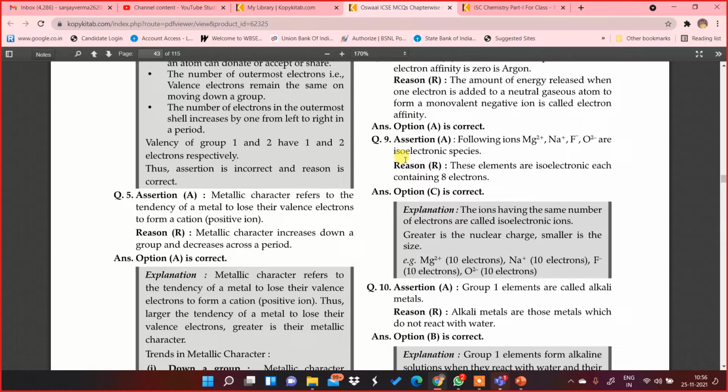Now the reason: these elements are isoelectronic, each containing 8 electrons. No, that is wrong. A is true, but R is false. So option C is correct. All of them have 10 electrons, not 8 electrons.